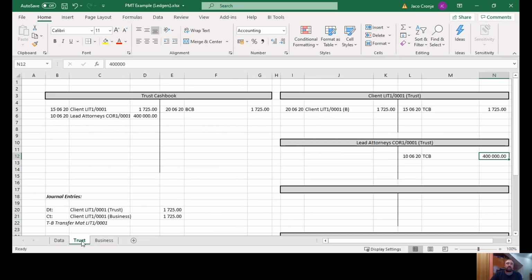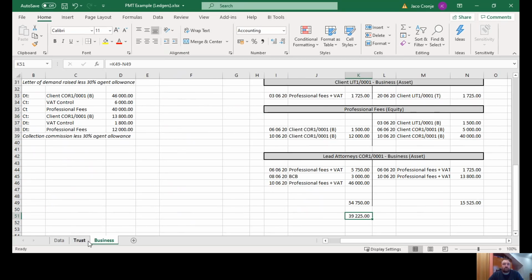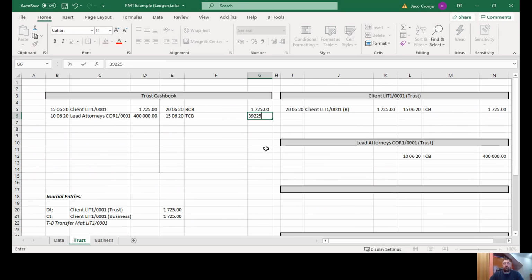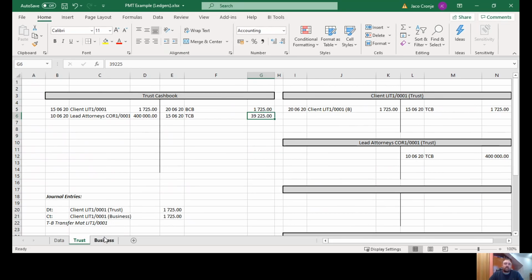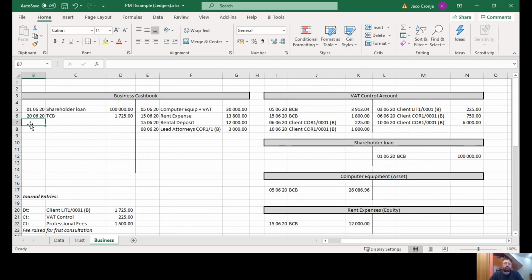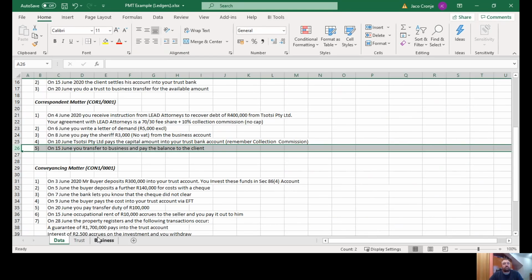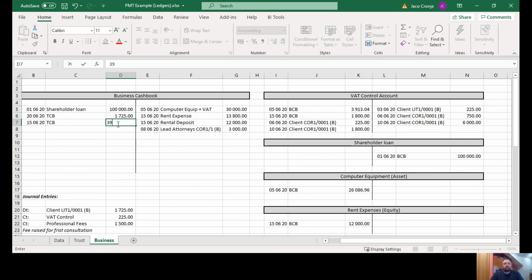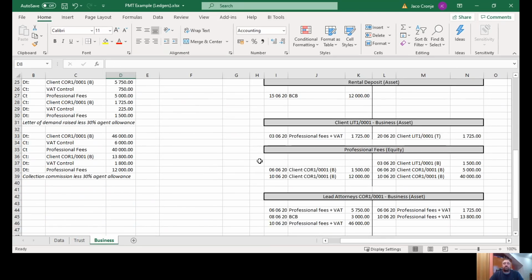So let's first do the cash step. Will my trust bank account increase or decrease because of this? The answer is my trust bank will decrease by, what was that amount? 39,225. Right. And if I pay it out there, it comes in here, in 2020 from my trust cash book. Is my date correct? Yeah, 15 June. So from my trust cash book, I got 39,225.